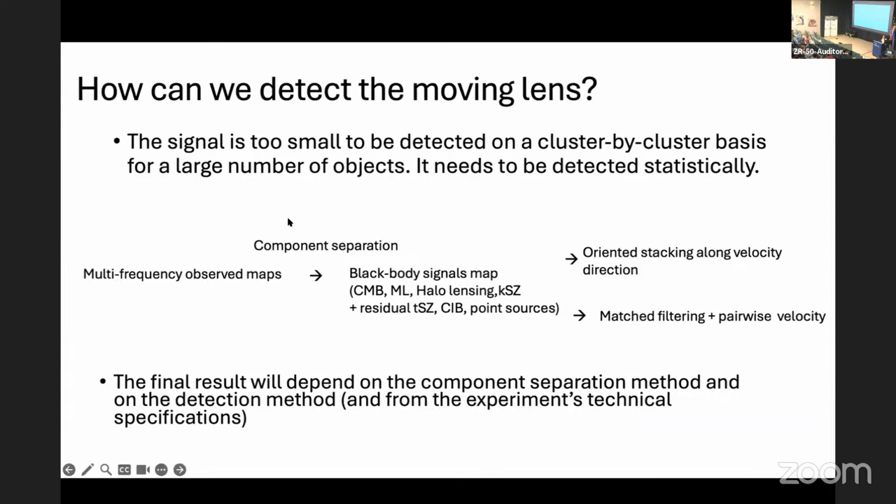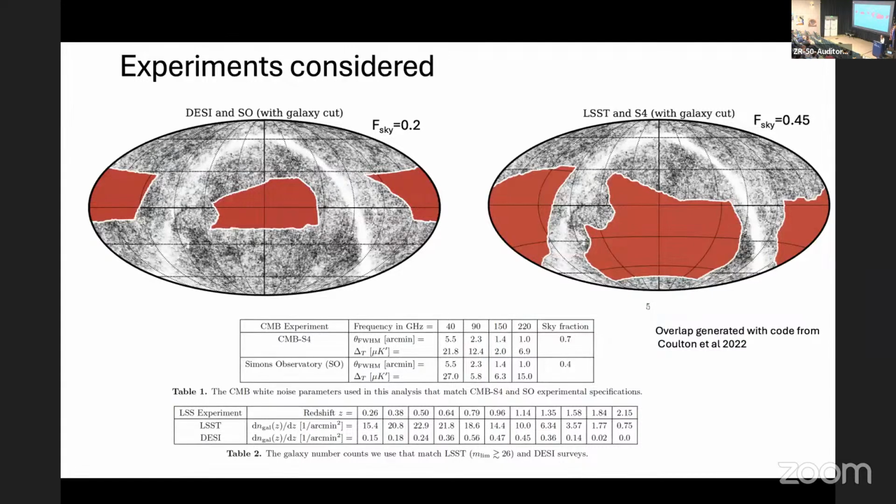So in practice, what we do is take your multi-frequency maps, and then you choose a component separation method. And this is important, because the choice that you make is going to influence your result pretty much. Then out of this component separated map, you take the map that represents the black body emission. And then we try two strategies. We did oriented stacking of the halos, and then we tried to look at pairwise velocities to see whether this would lead us somewhere.